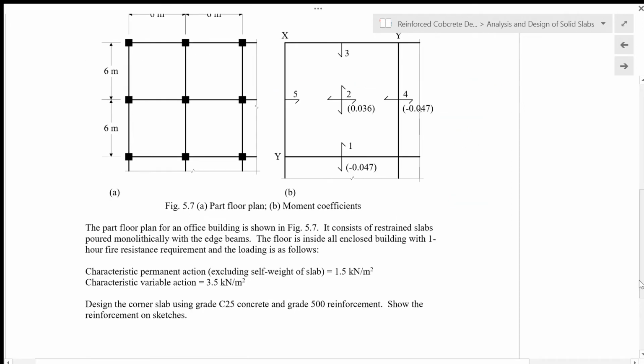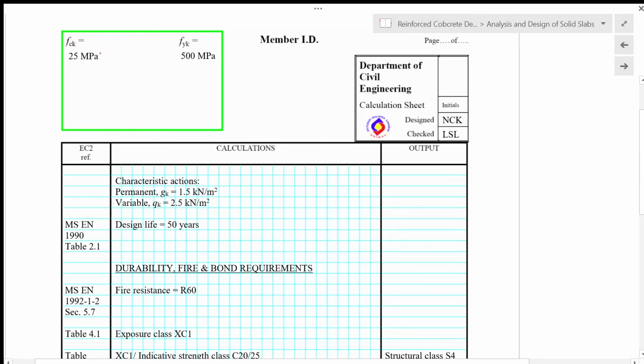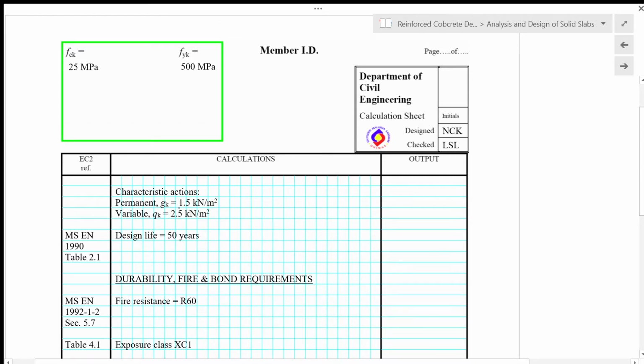The characteristic permanent action excluding the self-weight of slab is 1.5 kN per square meter, and the characteristic variable action is 3.5 kN per square meter. Design the corner slab using grade C25 concrete and grade 500 reinforcement. Show the reinforcement on sketches. First of all, we specify the concrete grade and the steel grade, and then we mark down the characteristic actions. Permanent action Gk is 1.5 kN per square meter. The variable action Qk is 3.5 kN per square meter.